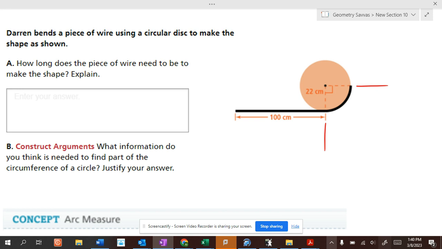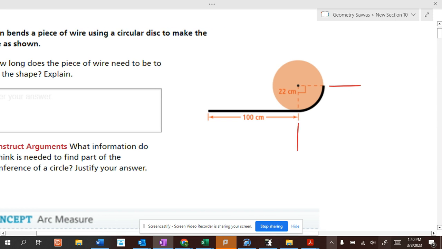Well, if we wrap it all the way around the little disc, then what would that be? What's that called when you measure the outer edge of a circle? Circumference. Now, this is just part of the circumference. How much of the circumference is this?